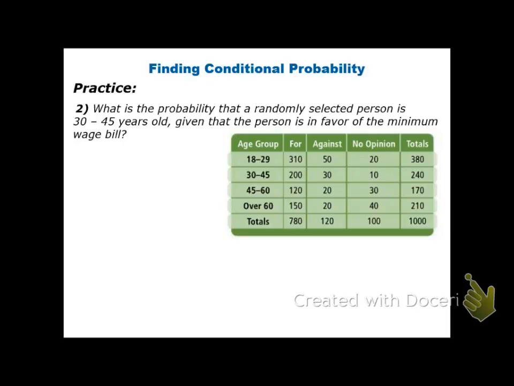Second example, what is the probability that a randomly selected person is 30 to 45 years old, given that the person is in favor of the minimum wage? So in this case, our key ideas here are in favor of the minimum wage and 30 to 45 years of age. Well, the 30 to 45 years of age is the B. The in favor of minimum wage is the A. So once again, if we're looking for the probability of B given A, we're looking for the probability of 30 to 45 given they're in favor of the bill.